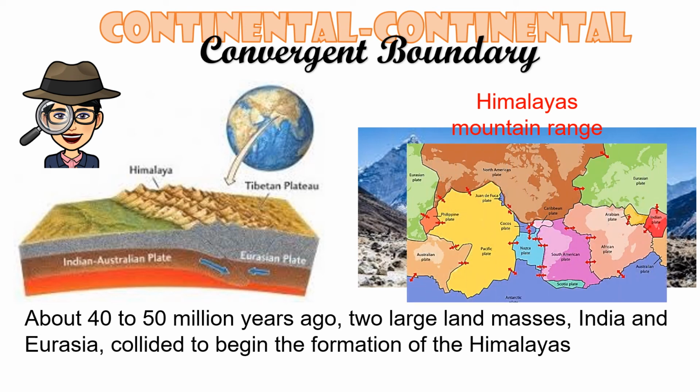Let us see in the map. Where is it? Here. We can see that the Indian plate and the Eurasian plate are both continental plates, and they are converging, or they are moving towards each other.